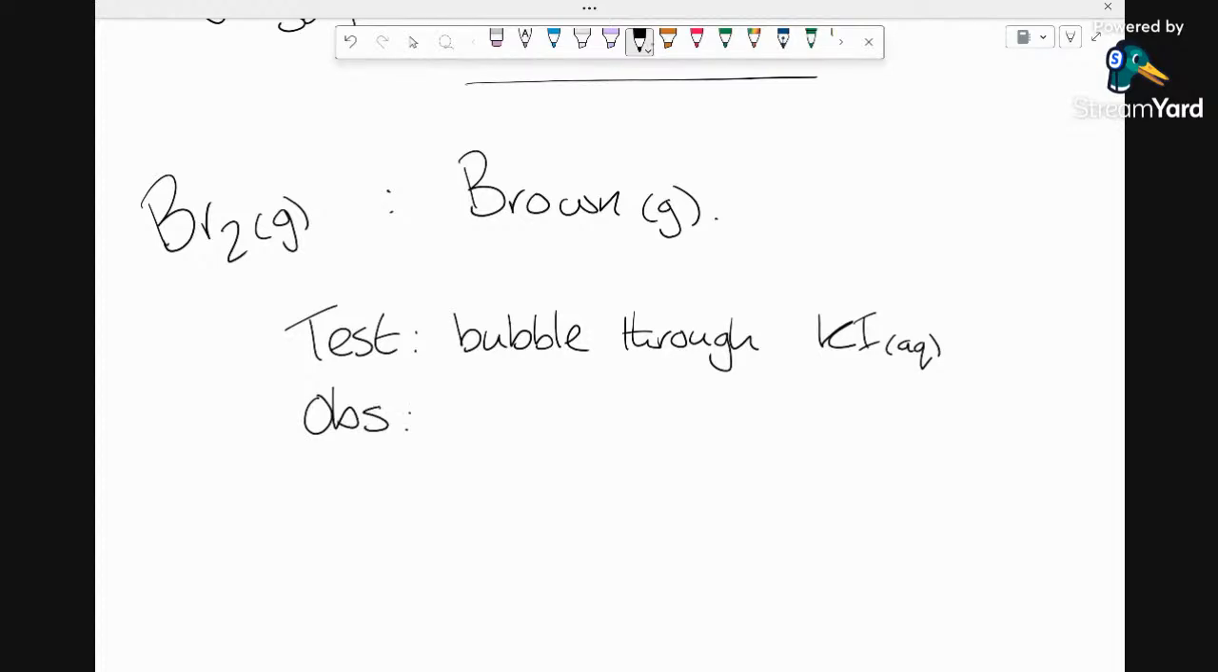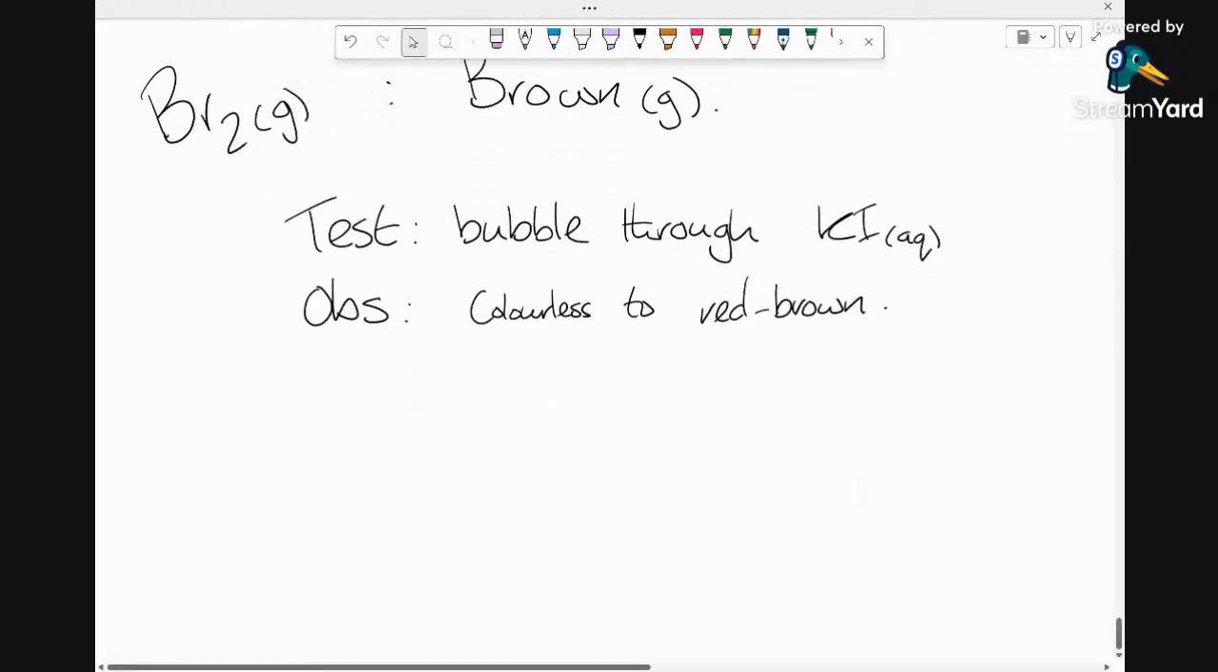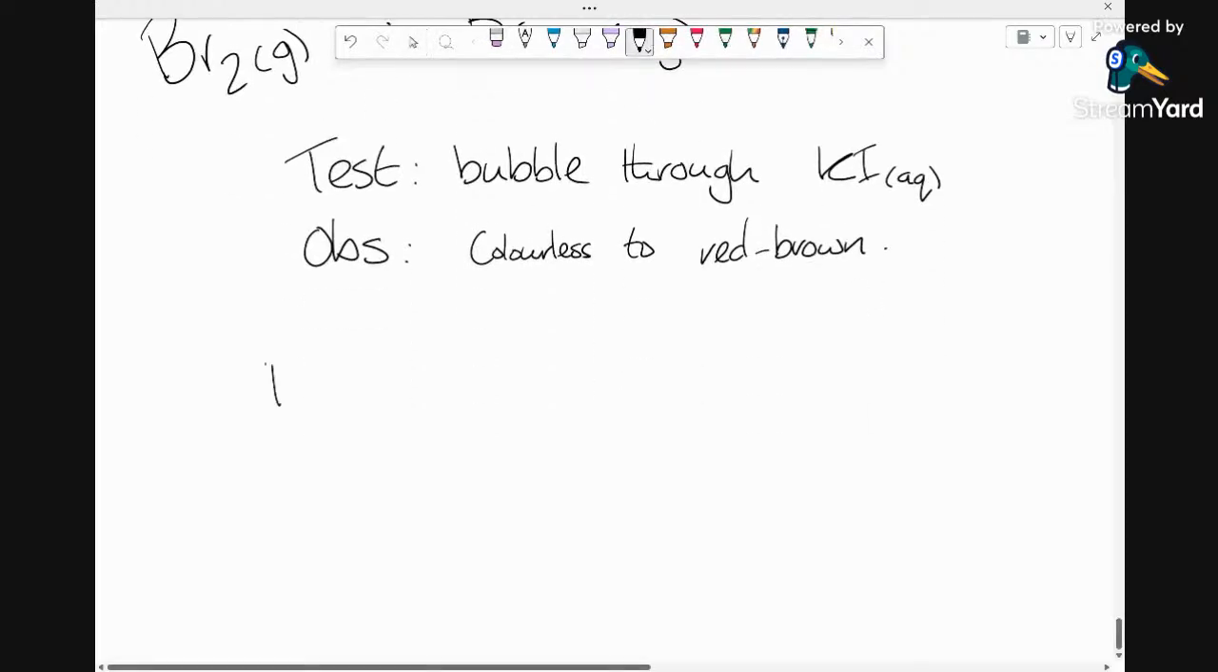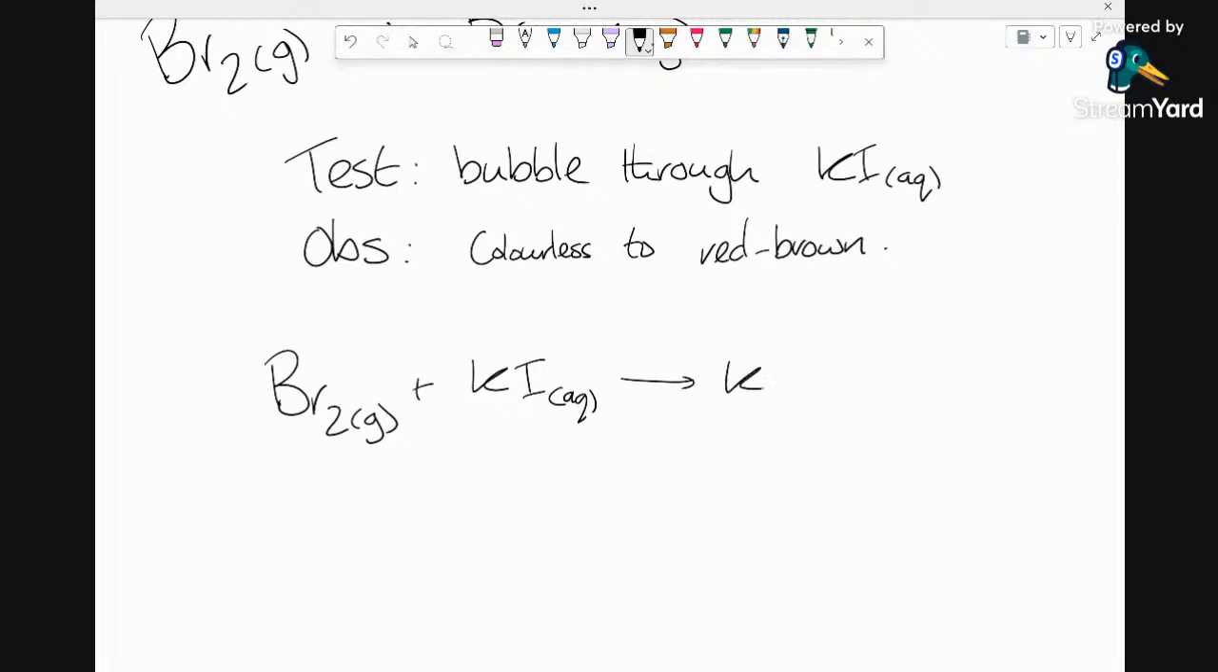So it will go from colorless, because KI, potassium iodide solution, is colorless, to orange, red. Red-brown. It's better to say red-brown. And the reason for this is because of the production of iodine. This is because Br2 gas is going to react with KI aqueous, which is colorless, to form KBr aqueous and I2. It's a standard displacement, also a redox, but displacement.